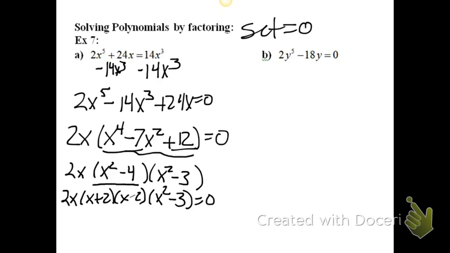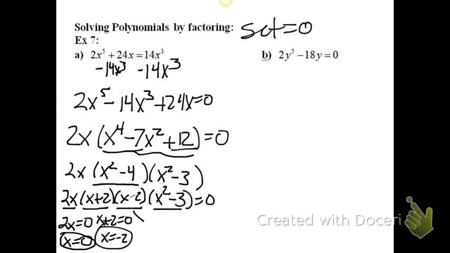Now, to solve, I just have to set each factor that contains an x equal to 0. So I have to set each of these equal to 0. I could set 2x equal to 0, or just x equal to 0. That'll give me a 0 of x equals 0. If I set x plus 2 equal to 0, I get a solution of negative 2. If I set x minus 2 equal to 0, I get a 0 of 2.